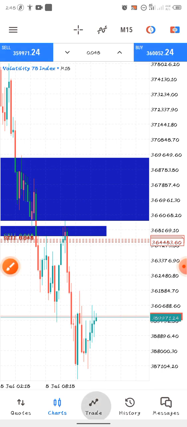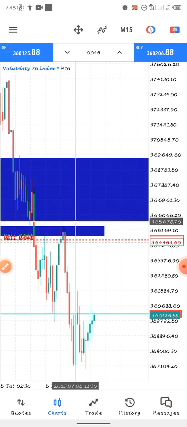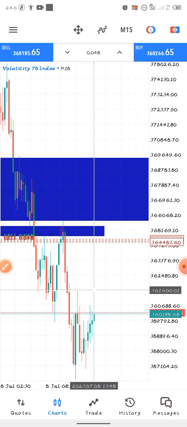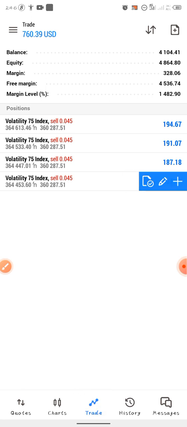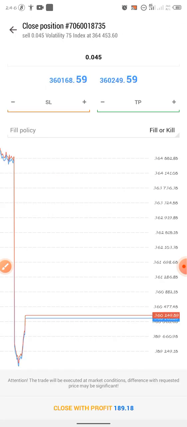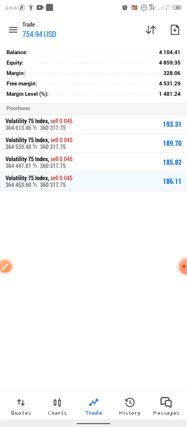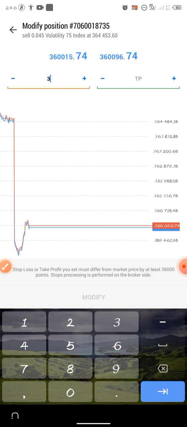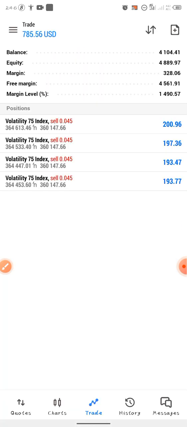Now let me set the stop loss for all my trades. We have to wait for a candle to break right at this area, which is 361,600. So we have to set our stop loss for the market. Let's click on modify. Now we have to set 361,600. That is our stop loss area. We have to set our stop loss.